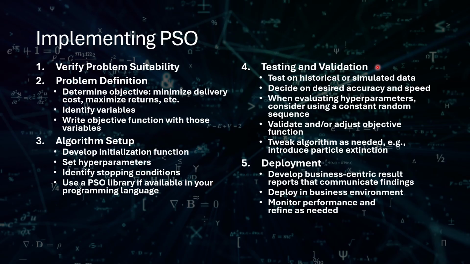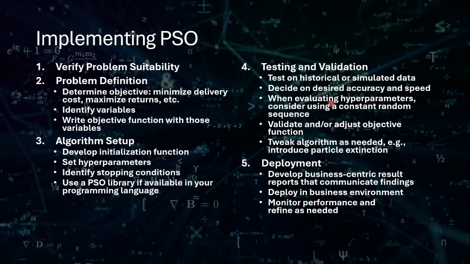Moving on to testing and evaluation. Test on historical information, or simulated information if you don't have historical. Decide on the desired accuracy and speed. Oftentimes, I don't need the ultimate best answer; I need something close. As you saw in the iterations I used for the radio tower search, after we got past iteration 50 or so, it took many more iterations to significantly improve the coverage. So determining when to stop is good, and sometimes you don't want to go to the ultimate end just to get a slightly better answer.